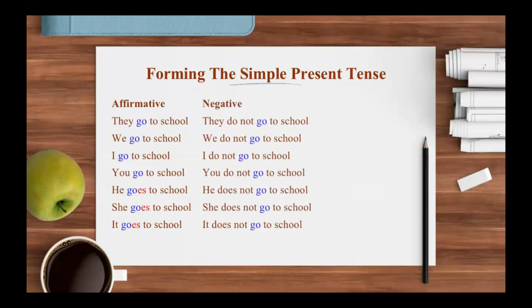Now look at the negative form. When you want to make a negative form in the simple present tense, add do plus not after the subject, especially if you use the subject I, you, we, they. For example, they do not go to school, we do not go to school, I do not go to school, you do not go to school.